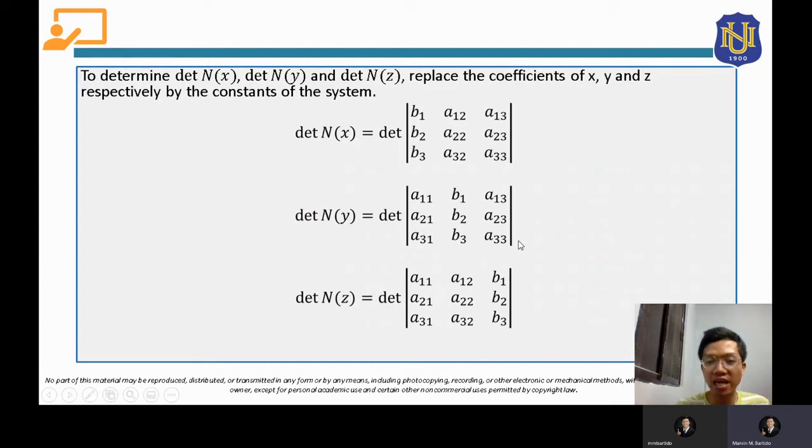Now for the N of z, that matrix will be formed by replacing the column wherein the z variables are located with the constants b1, b2, and b3. And solving for its determinant, that will be the determinant of N of z.